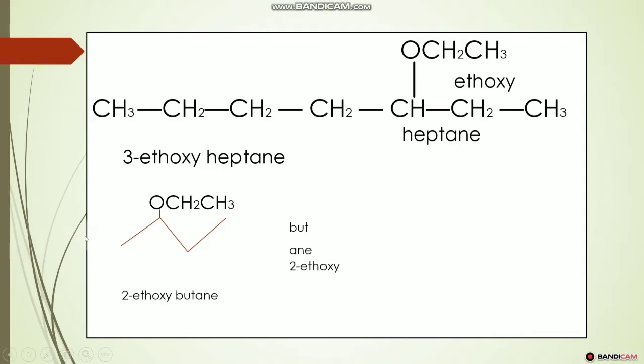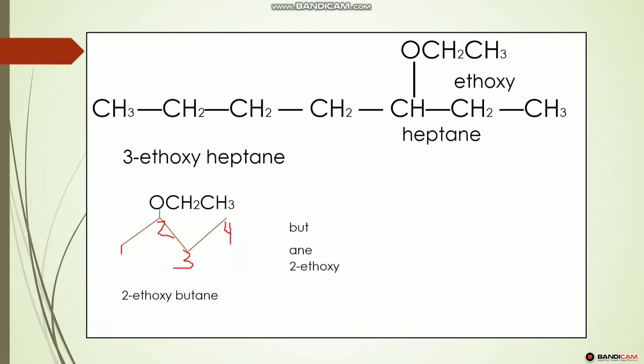In this example, we will start by identifying the parent chain. So this is the parent chain. And we number from the side that gives the ether the lowest number. So in this case, this will be number 1, number 2, number 3, and number 4.